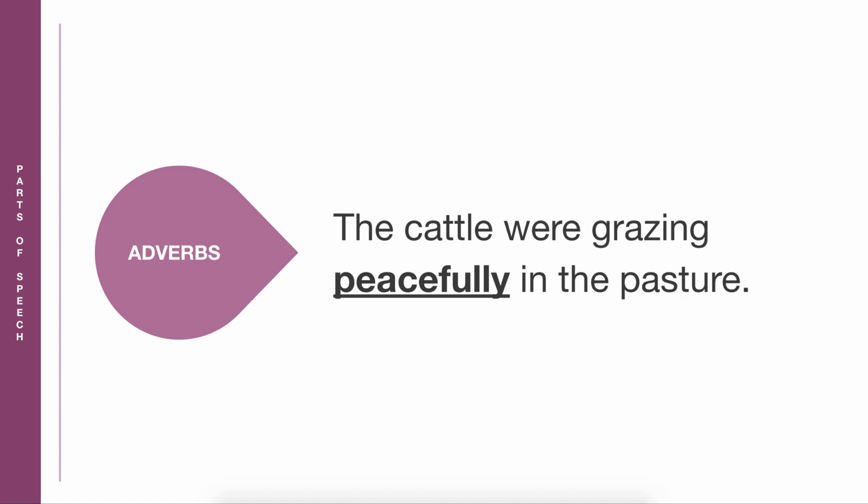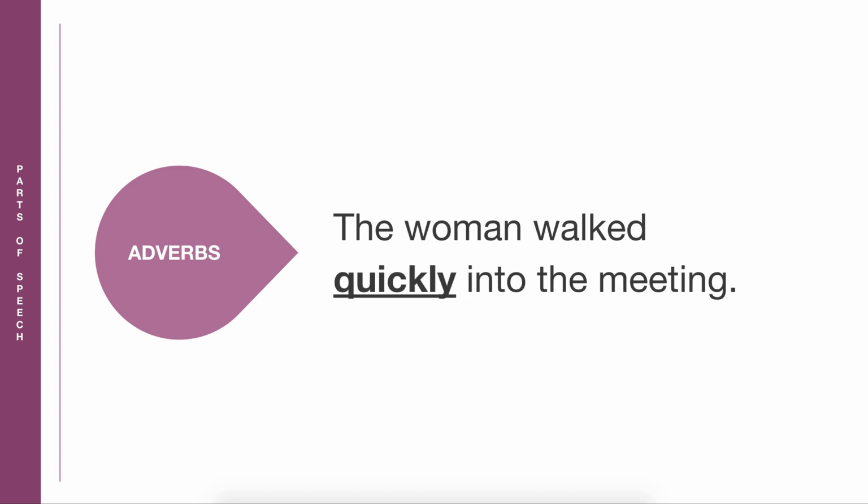Next, we have adverbs, and in the sentence, you can see it says the cattle were grazing peacefully in the pasture. The word peacefully is describing the word grazing. Grazing is a verb, therefore peacefully is an adverb. Next, we have the woman walked quickly into the meeting. Again, the word quickly is describing how the woman walked, and walking is a verb. Because we are describing a verb and how a verb took place, again, this is an adverb.